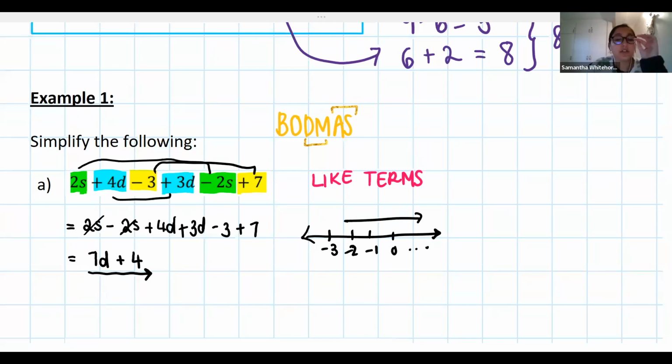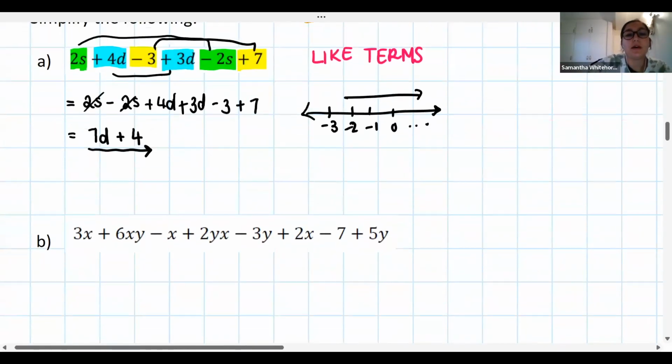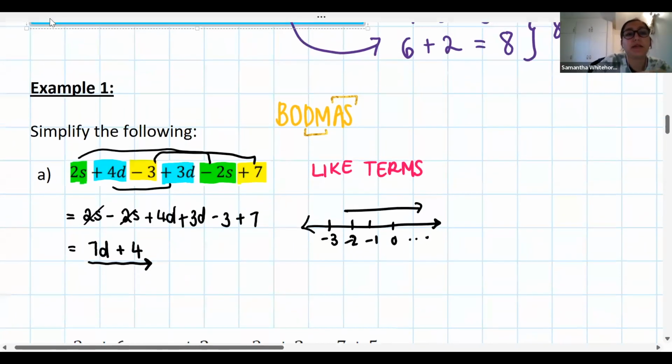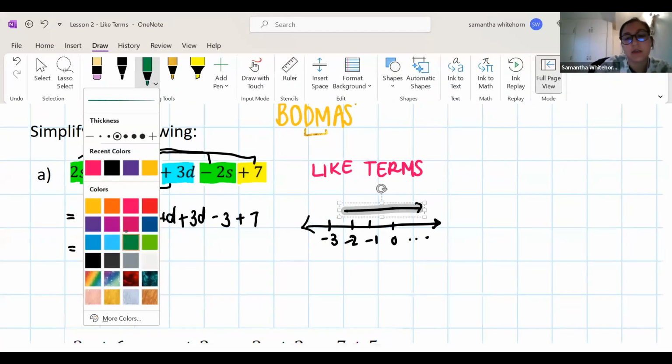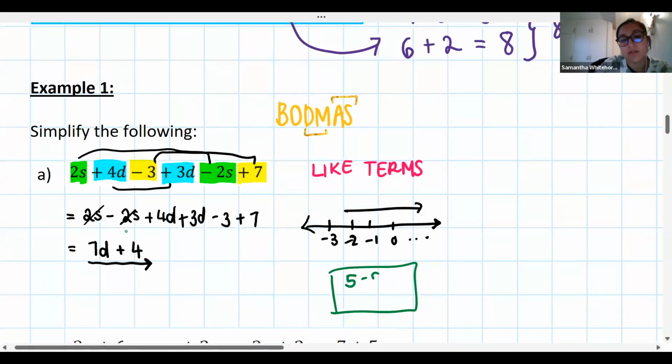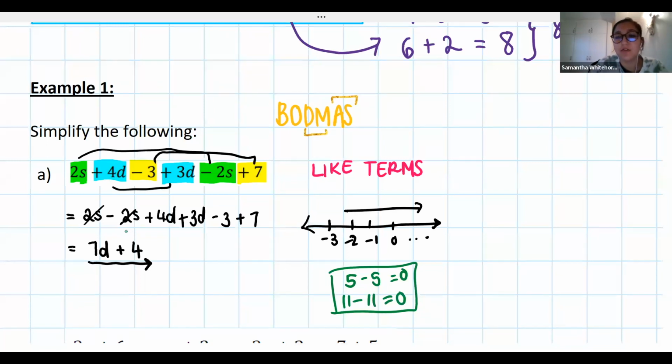Okay, so firstly, guys, on the chat, some of you have also asked, why can't we say that the 2s minus 2s is equal to s? Remember, if we just think about very basic number sense, if I had said 5 minus 5, that's 0. If I had said 11 minus 11, that's 0. When you subtract something from itself, it is 0. And so because I've got 2s minus 2s, I've got no s's left, so it becomes 0.